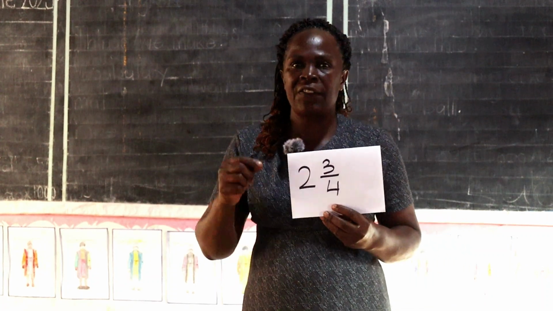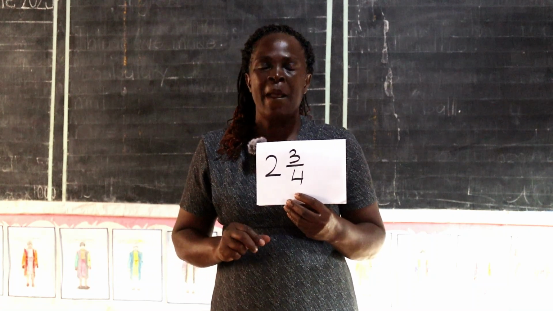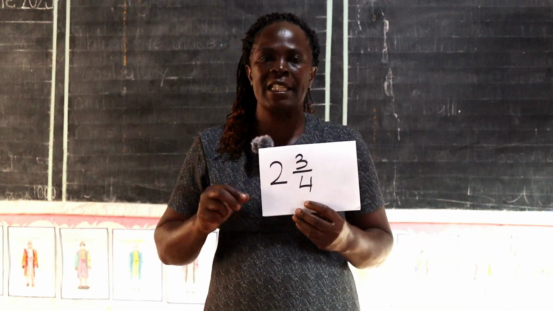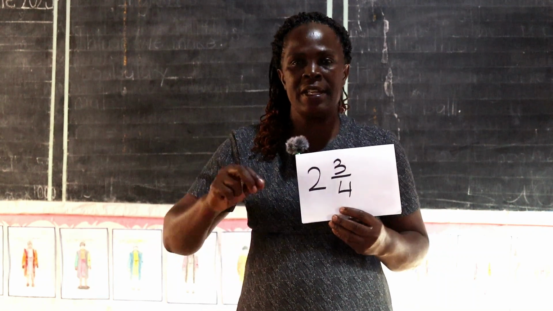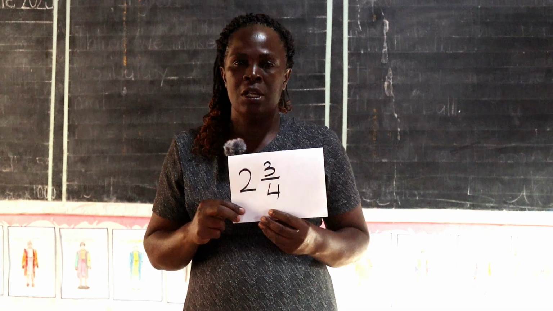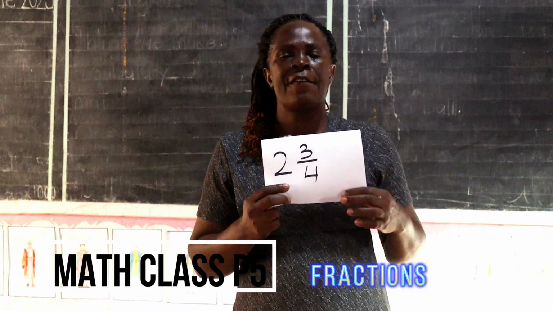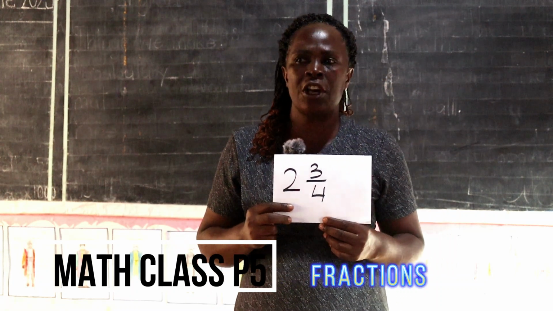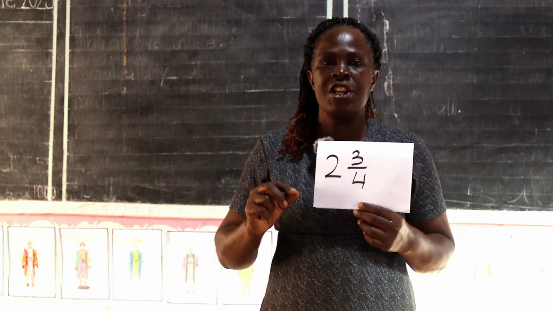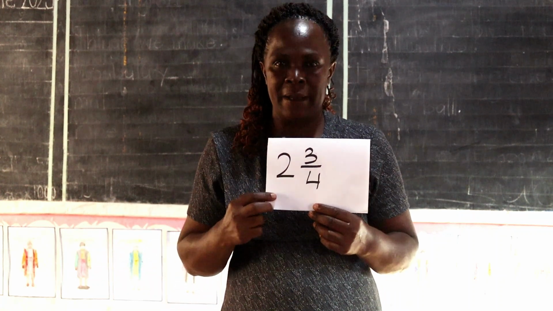Before we look at those mixed fractions, we have to know what mixed fractions are. Mixed fractions are called mixed fractions or mixed numbers. They have a whole and a proper fraction. So a whole is the first one, then a proper fraction. A proper fraction is a fraction where the numerator is smaller than the denominator. The denominator is the downer number, then the numerator is the upper number.